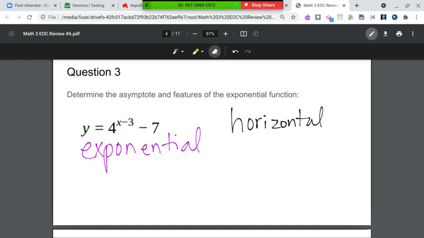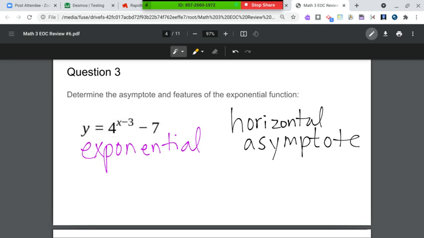Ooh, I can't spell today. Okay, and the horizontal asymptote. Oh, you know what? Apparently I haven't eaten. Okay, so seriously, that's probably why I'm a little shaky, and I was yelling.